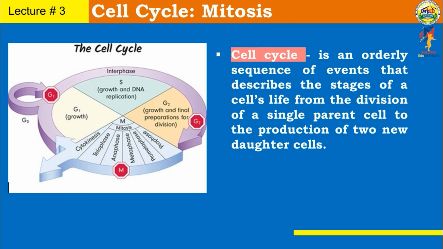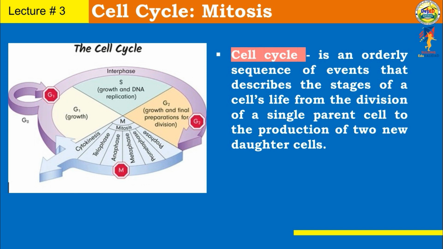To have an idea, this is the visual representation of the cell cycle. It has two major parts, which are the interphase and the cell division. For the interphase, we have the first gap, the synthesis stage, and the second gap. For the cell division, we have mitosis, which includes the prophase, prometaphase, metaphase, anaphase, telophase, and the cytokinesis.